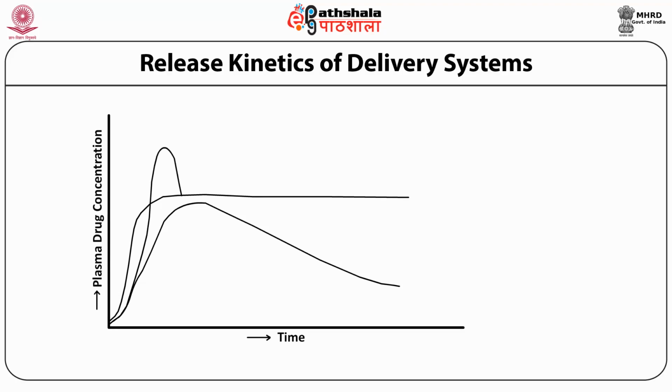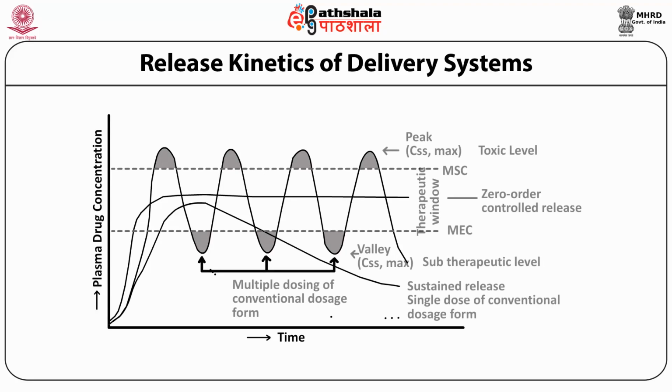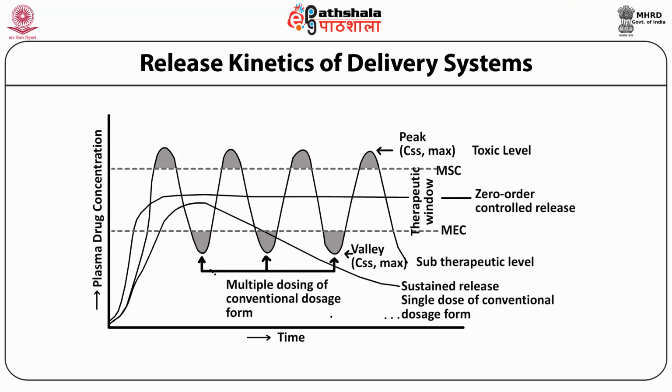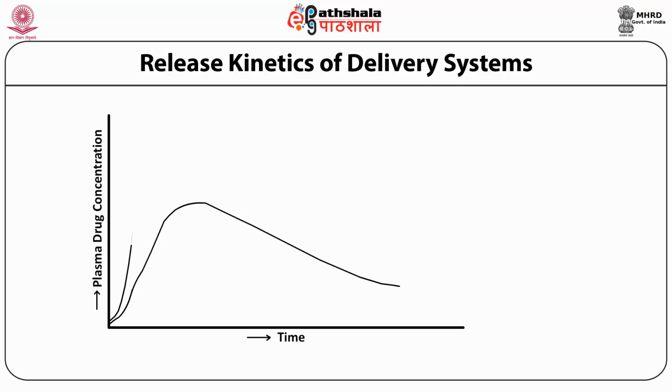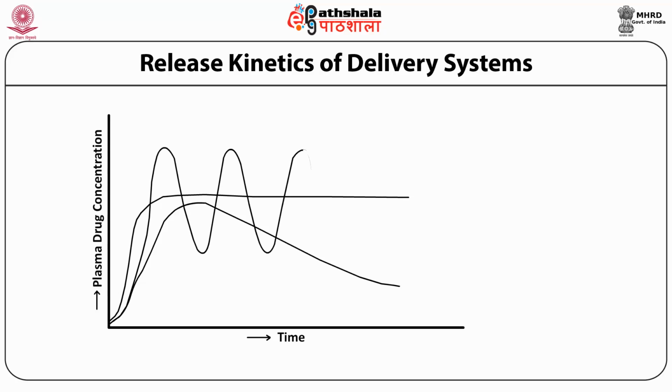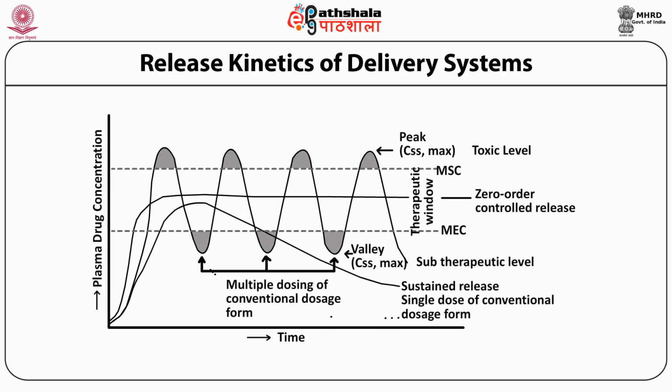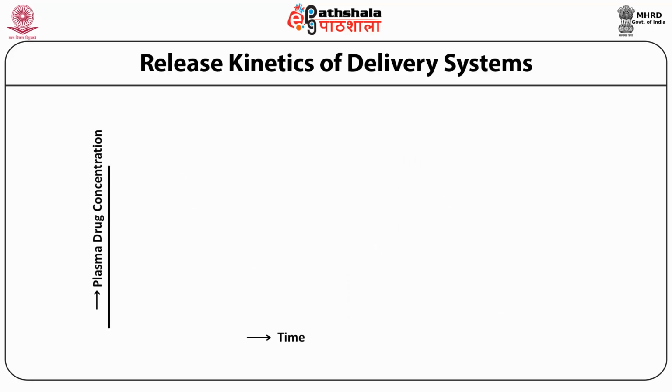We have the areas defined as the therapeutic window. The MEC is the minimum effective concentration. The MSC is the maximum safe concentration. The drug concentration beyond it will enter into the toxic level, and if it is going down, it reaches the subtherapeutic level. You can see the very clearly identified peak and valley.